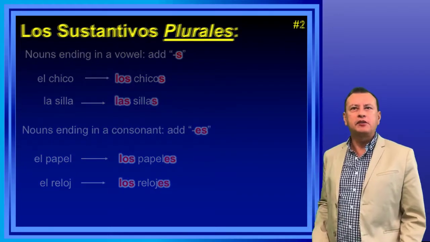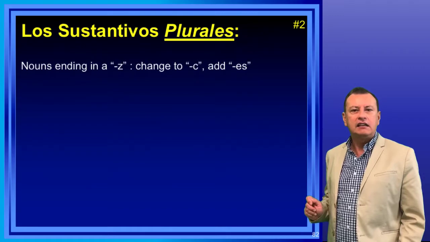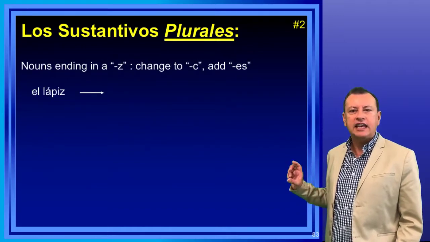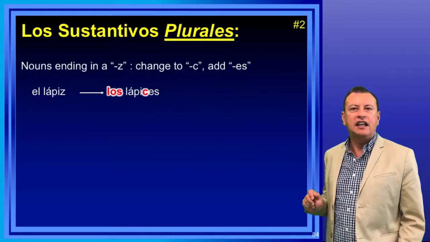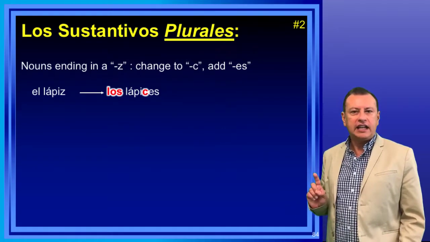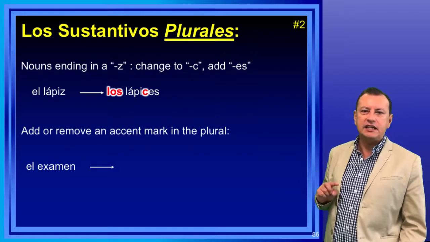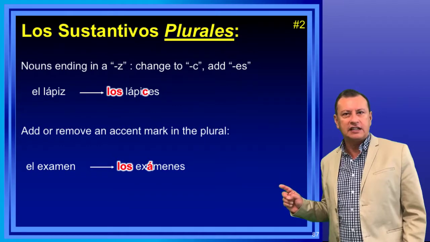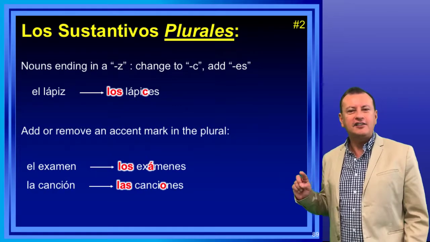Let's talk about some of the plurals that we have some conflict with. If the noun ends in z, like lápiz, we're going to take the z out and replace it with ces, lápices. Certain words in Spanish that have an accent in the singular might lose the accent in the plural. Examen, exámenes. Notice that. Canción, canciones.